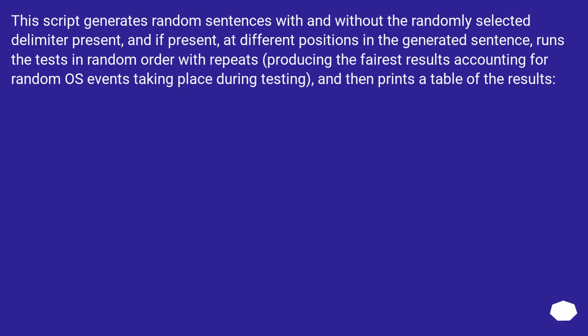This script generates random sentences with and without the randomly selected delimiter present, and if present, at different positions in the generated sentence, runs the tests in random order with repeats, producing the fairest results accounting for random OS events taking place during testing, and then prints a table of the results.